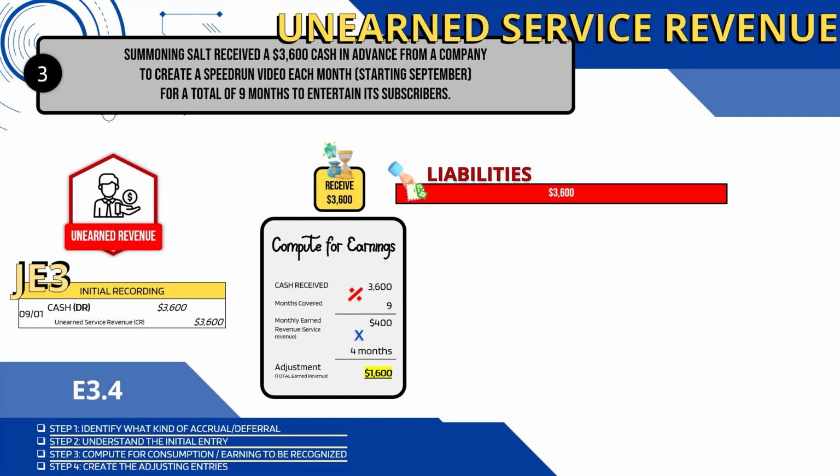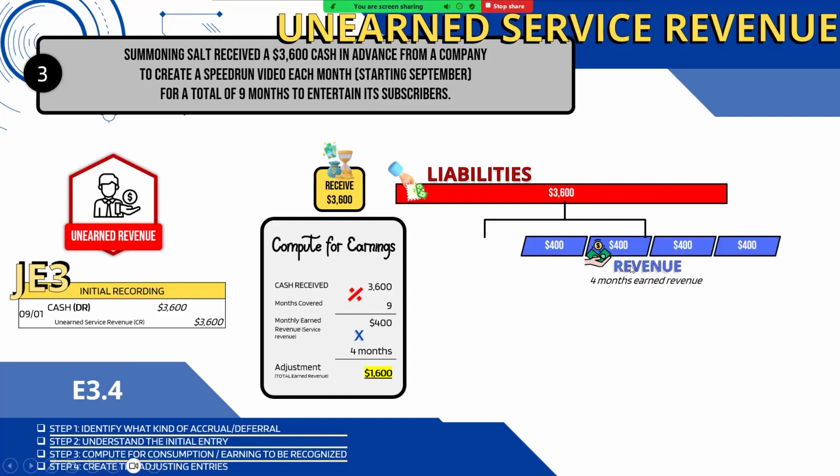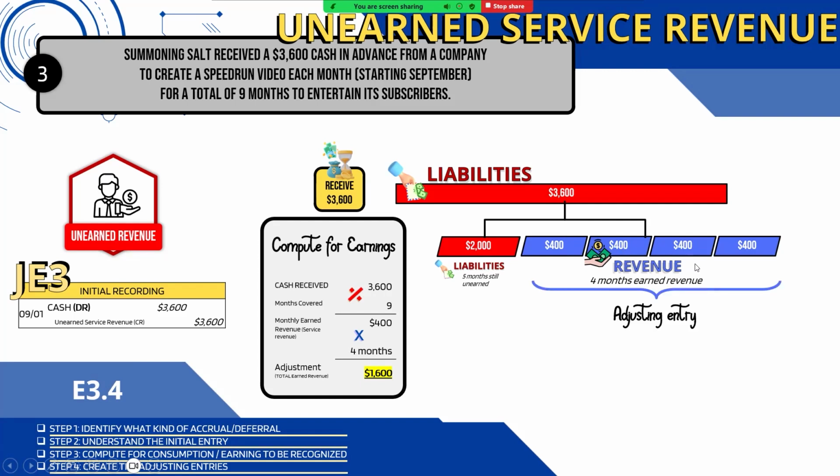Now, there are 4 months from when we got the money all the way till the end of the period. So 400 times 4, that would be 1,600. And therefore, we break this down again. So you have your 4 months of revenue, and then you have your remaining 5 months of unearned service revenue, right? So therefore, this is what we'll adjust. We'll need to recognize this revenue consumed. So it's not purely liabilities anymore. A portion should be recognized as revenue.